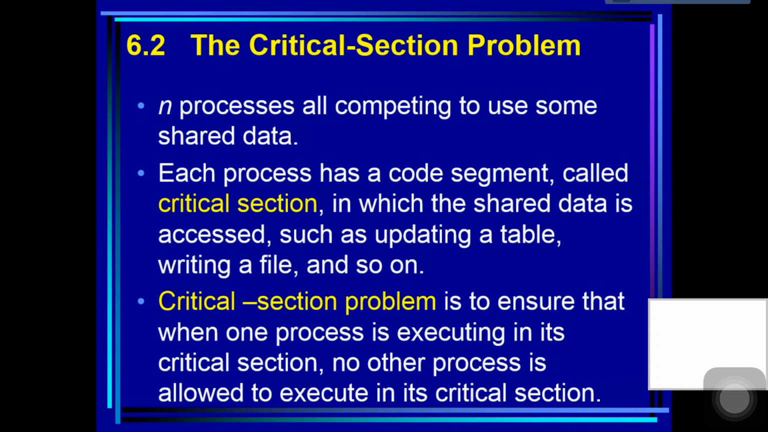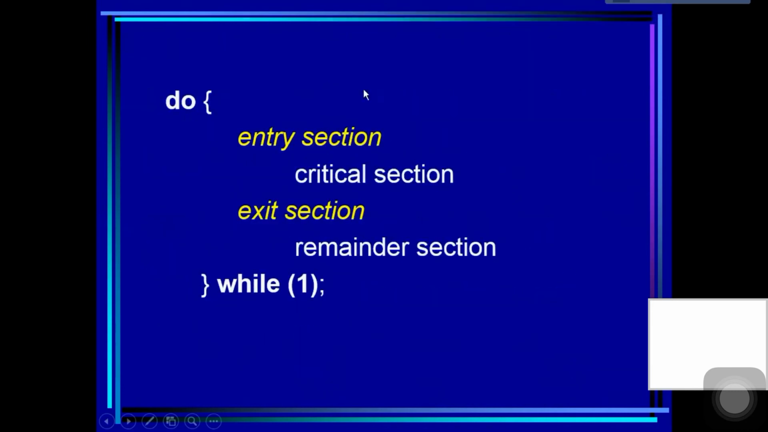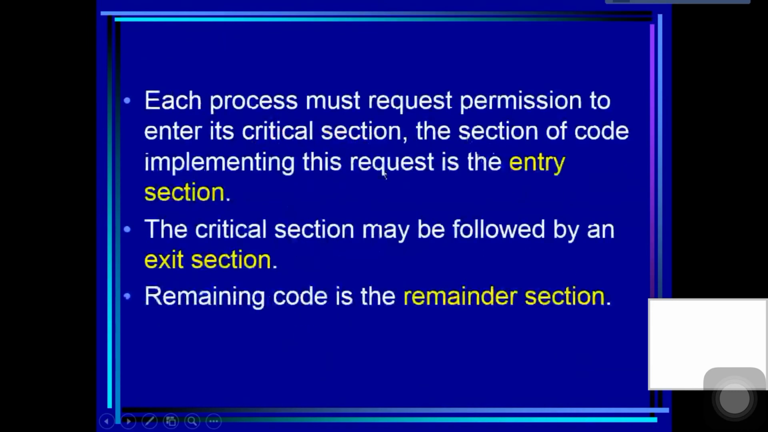The critical section problem is to design a protocol that the processes can use to cooperate. Each process must request permission to enter its critical section. The section of code implementing this request is the entry section, like this. The critical section may be followed by an exit section. The remaining code is the remainder section.